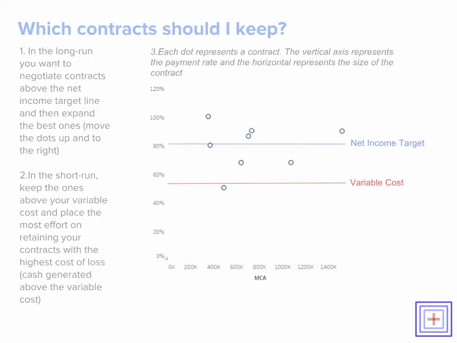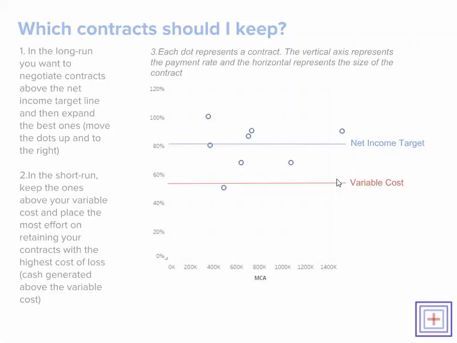Which contract should I keep? So we have here in this chart, on the vertical axis, we have the Medicare allowable for that contract. On the horizontal axis, we have basically the size of the contract. So this dot here is the contract that's paying the highest rate, and this contract here, for instance, is the largest contract, just to give you an idea of what it's showing.